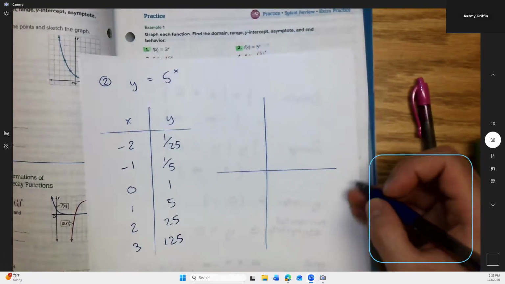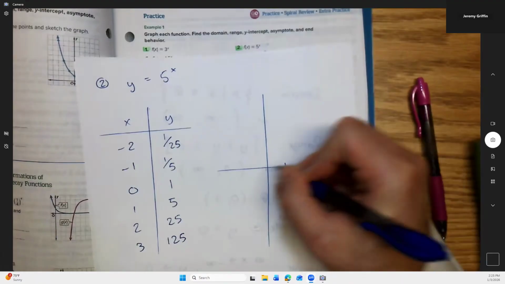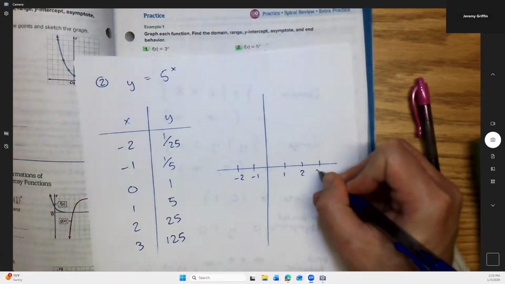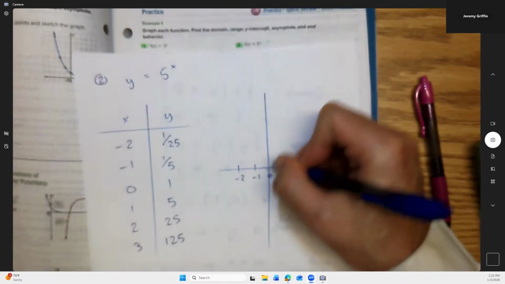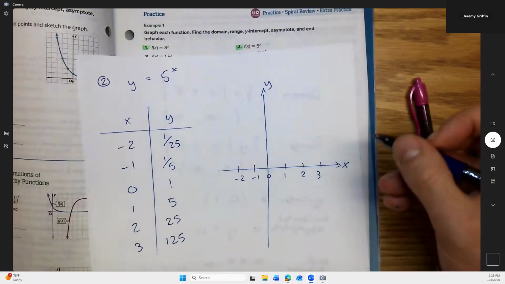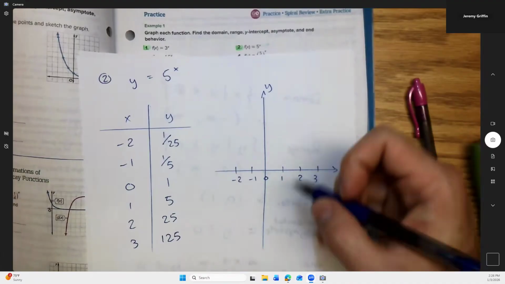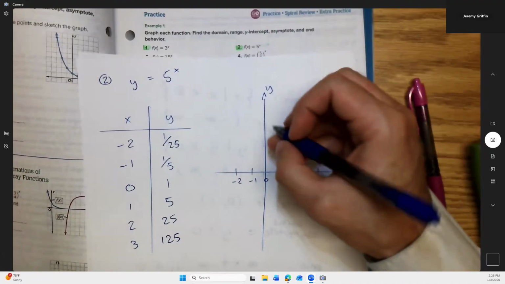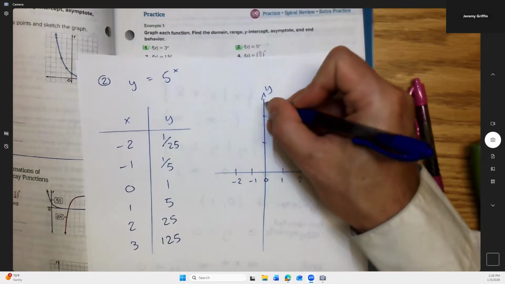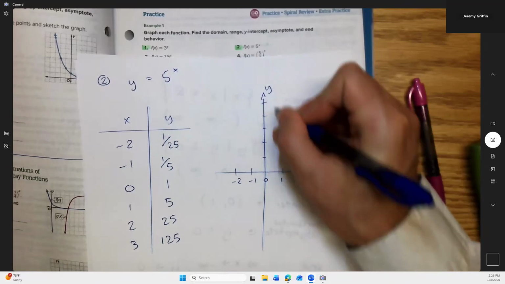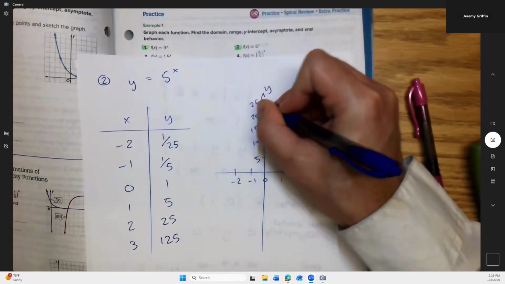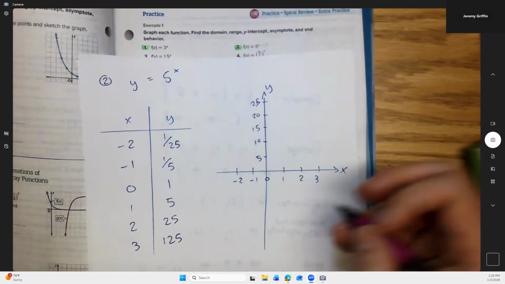All right, then let's go 1, 2, 3. -2, -1, 0, 1, 2, 3. X, Y. All right, well, we're going up to 125. It's pretty crazy. Maybe I'll just cut that last one off. Let's just go 5, 10, 15, 20, 25. Should get a good representation.